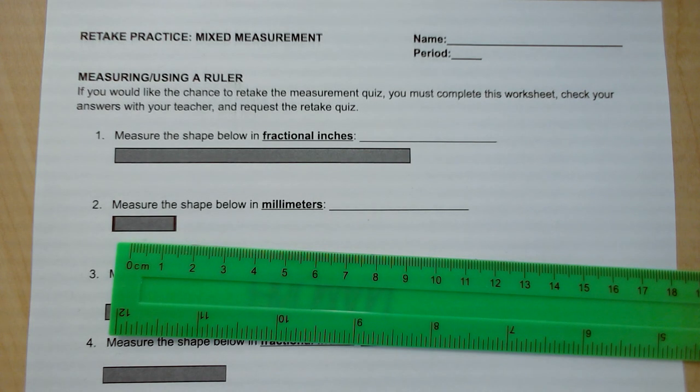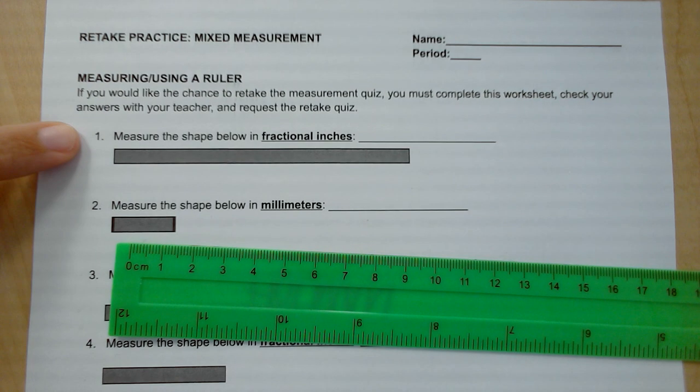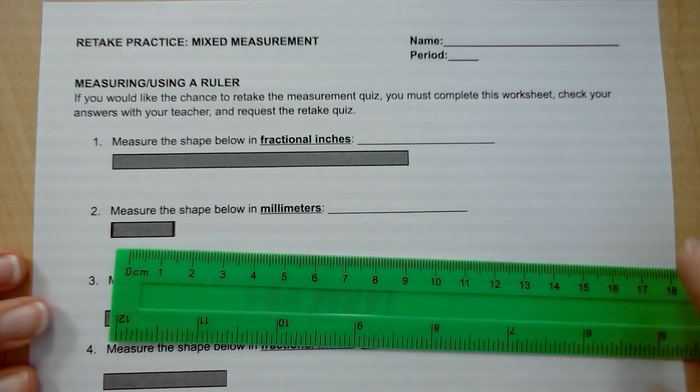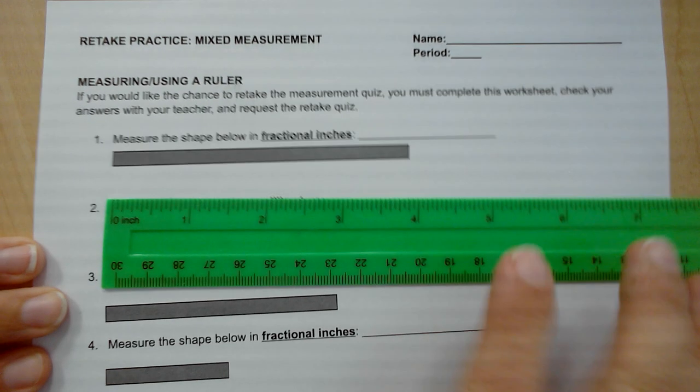Alright, so we're going to do some practice measurement together. So we're going to do the first question. It says we want to measure the shape in fractional inches. So the first thing I have to do is decide which side of my ruler to use. This side says centimeters, so I don't want that. I'm going to flip it around to my inches.